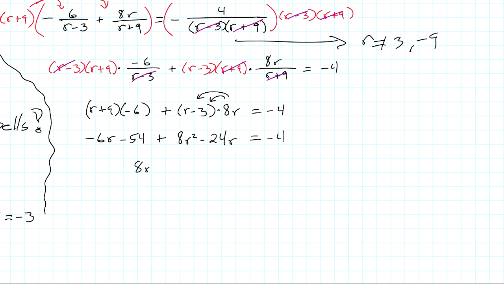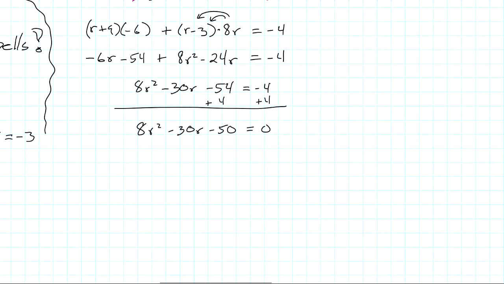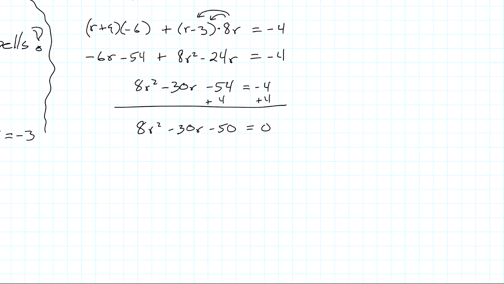All right, so I'm going to have 8r squared. All right, combine my like terms again. Minus 30r minus 54 equals negative 4. Add the 4 to both sides. And I'll have 8r squared minus 30r minus 50 equals 0. Now we can factor out a 2. The least here, 4r squared minus 15r minus 25. This looks nicer, equals 0.